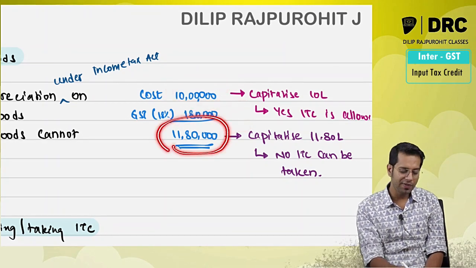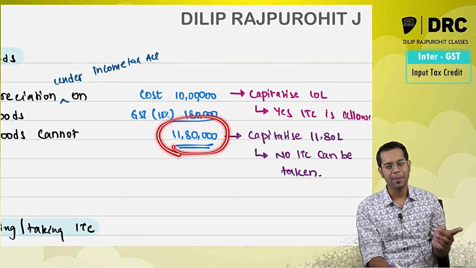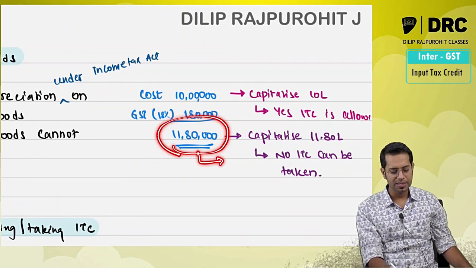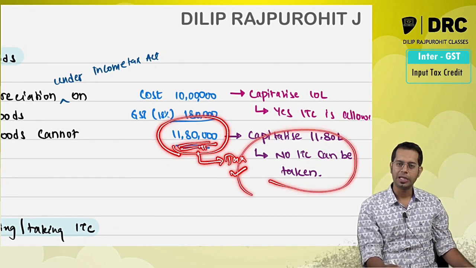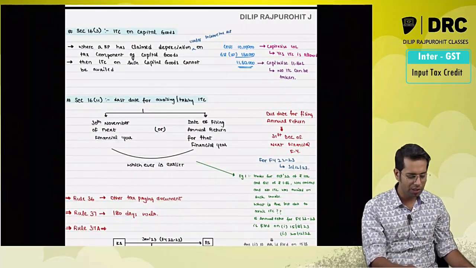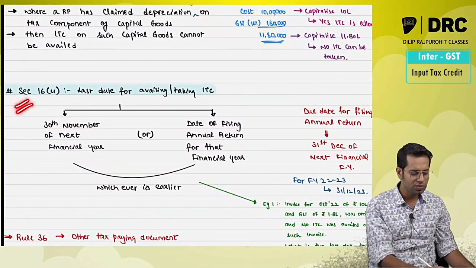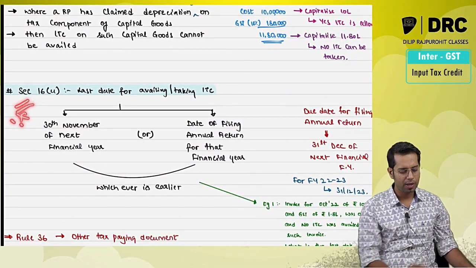See, if you capitalize 11,80,000, that means you have capitalized the tax amount also. When you capitalize the tax amount also, you are going to claim depreciation on this amount. When you claim depreciation on this amount, you cannot take input tax credit. Lawmaker says, I will not give you both the benefits. And there is one more amendment, beautiful amendment, important amendment.